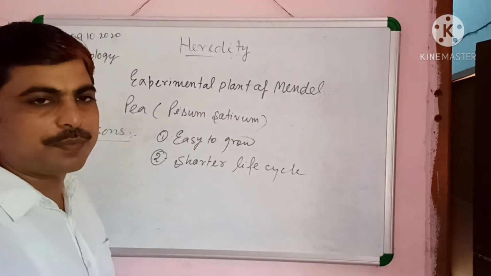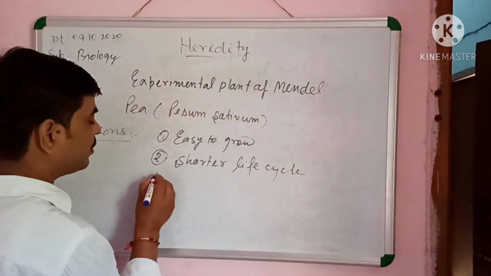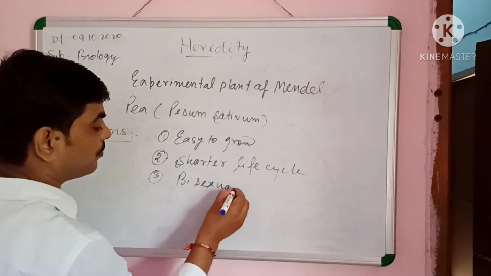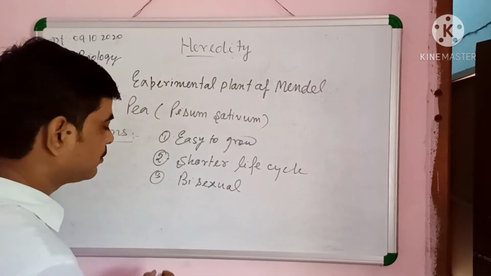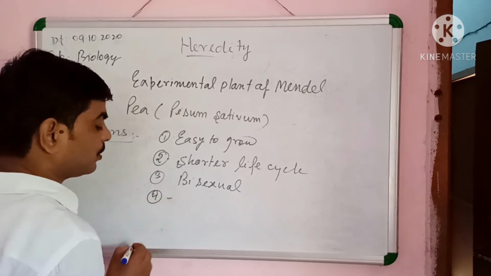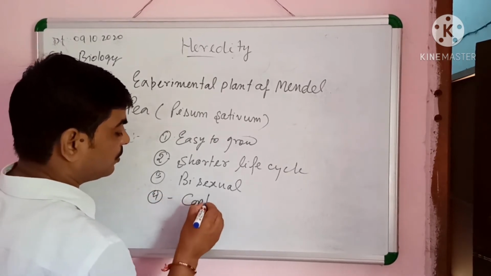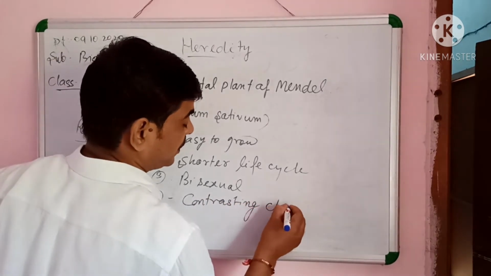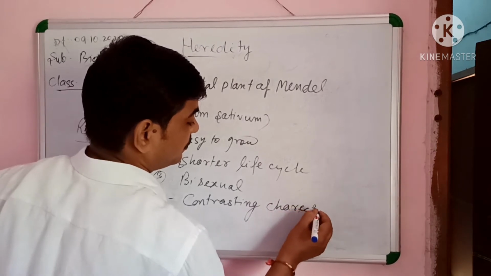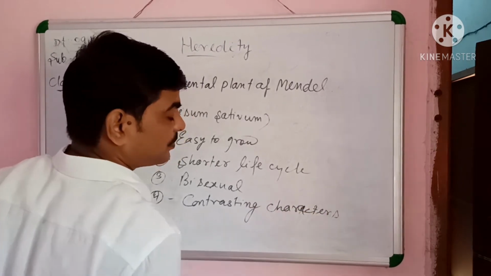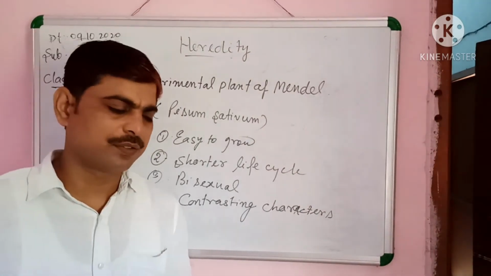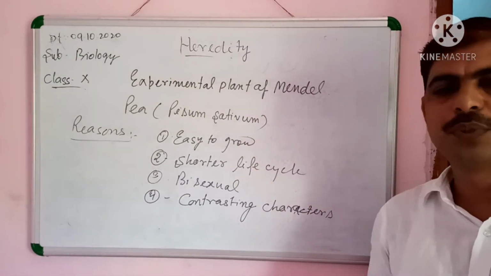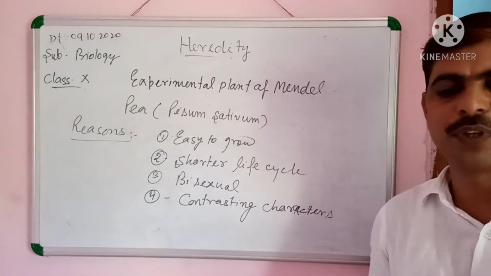Third, the plant has bisexual flowers. Fourth, the contrasting characters can be identified easily. So these are some reasons why Mendel chose the pea plant for his experiment. There are many other reasons also. Okay.